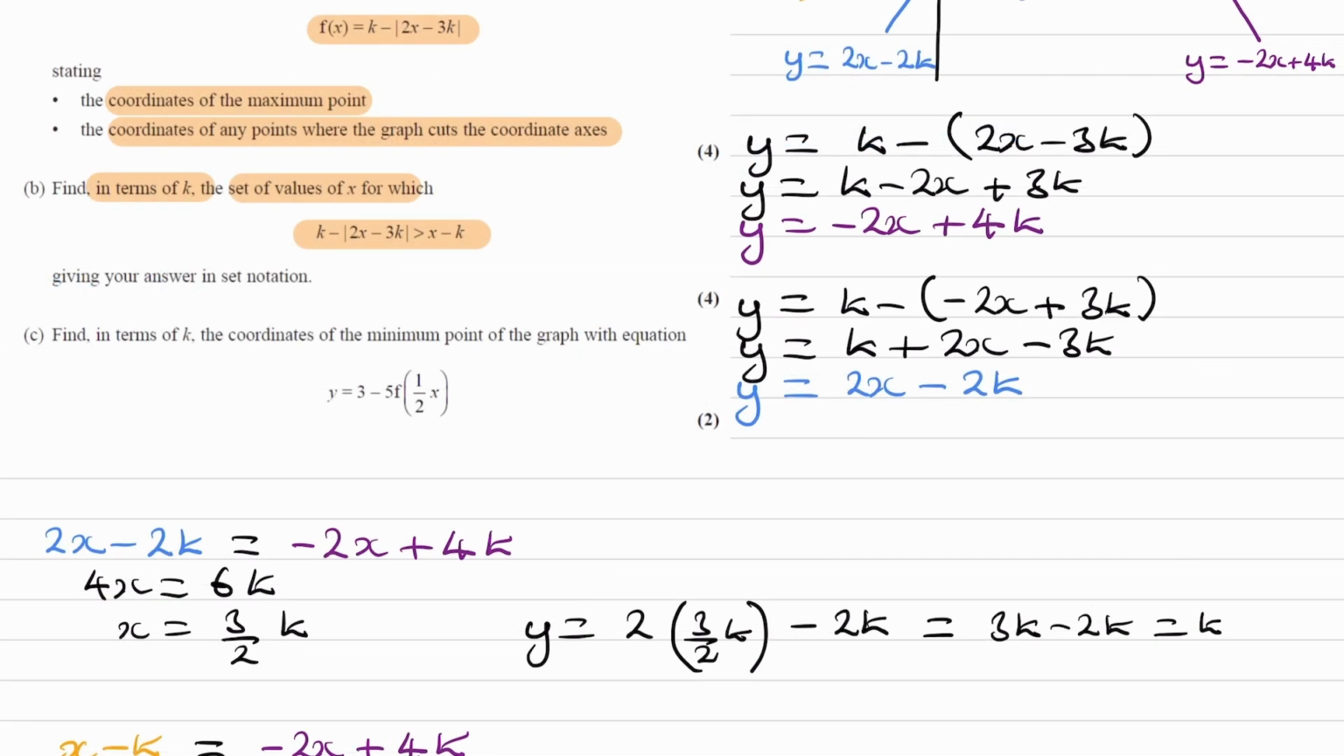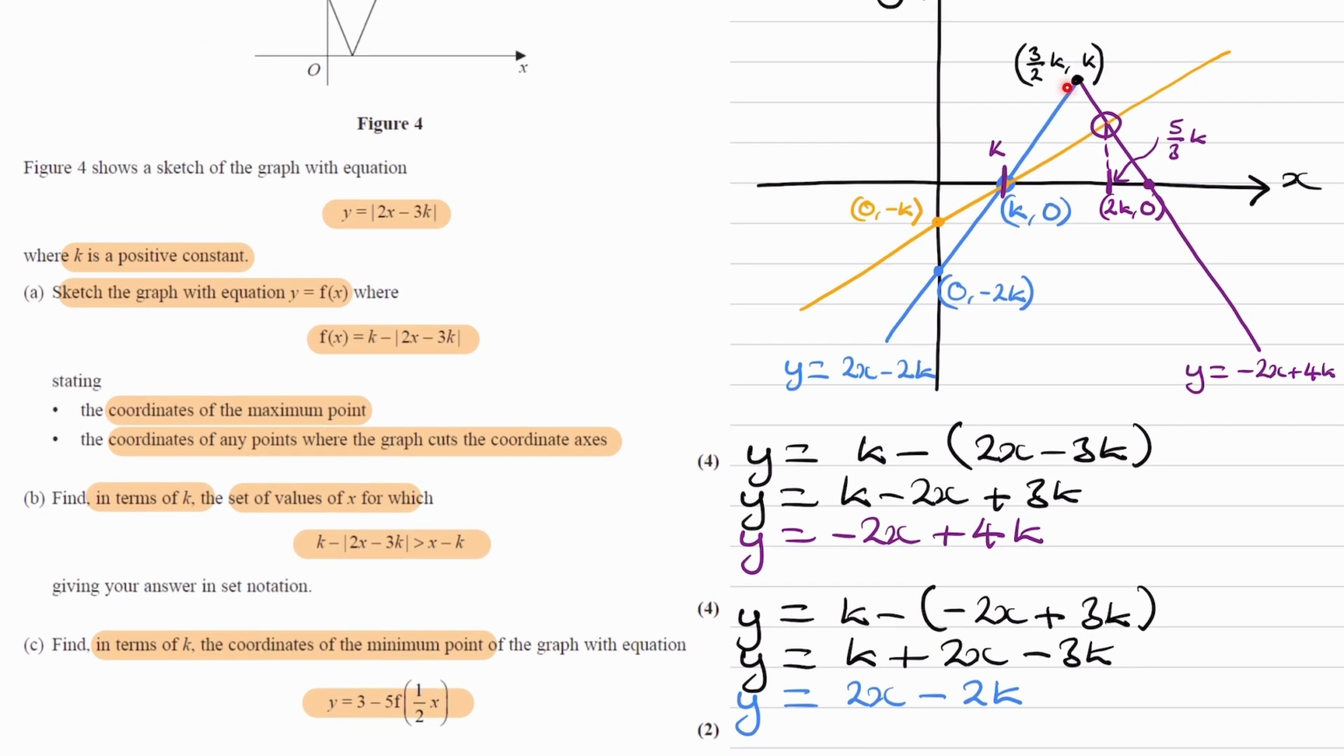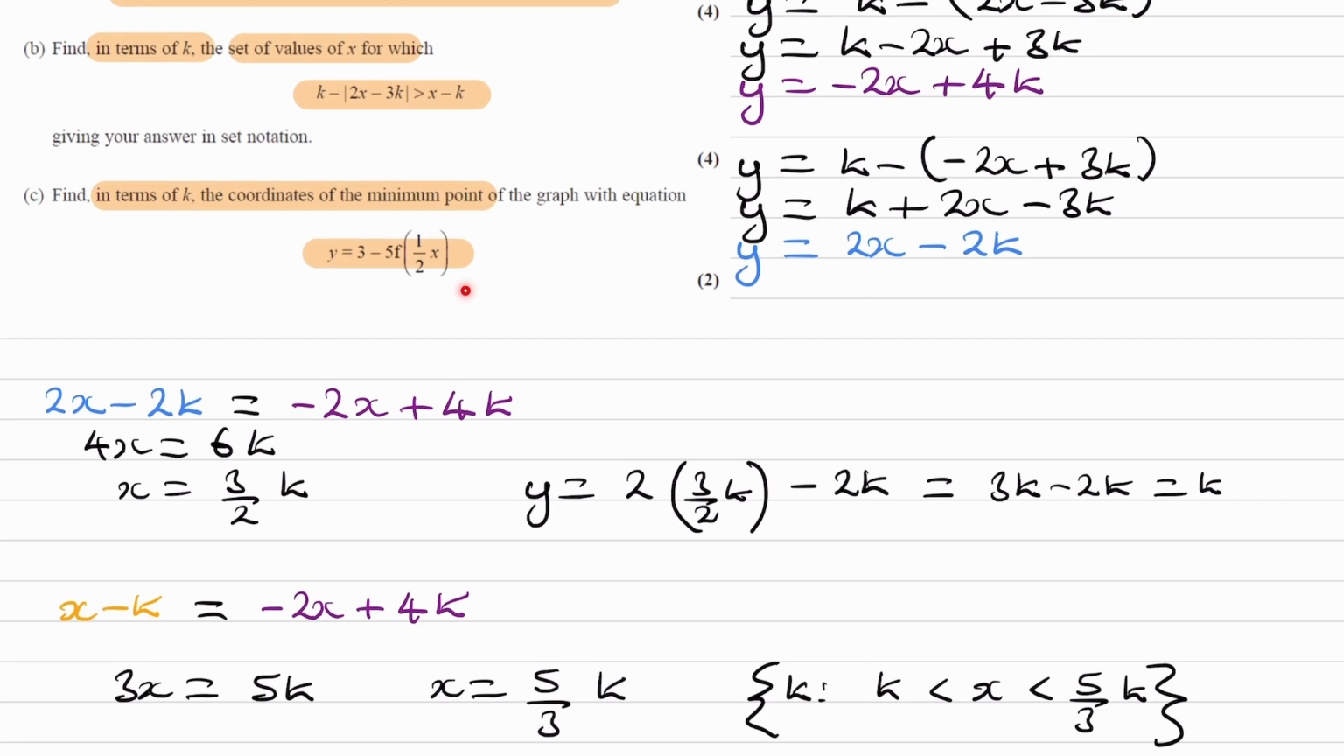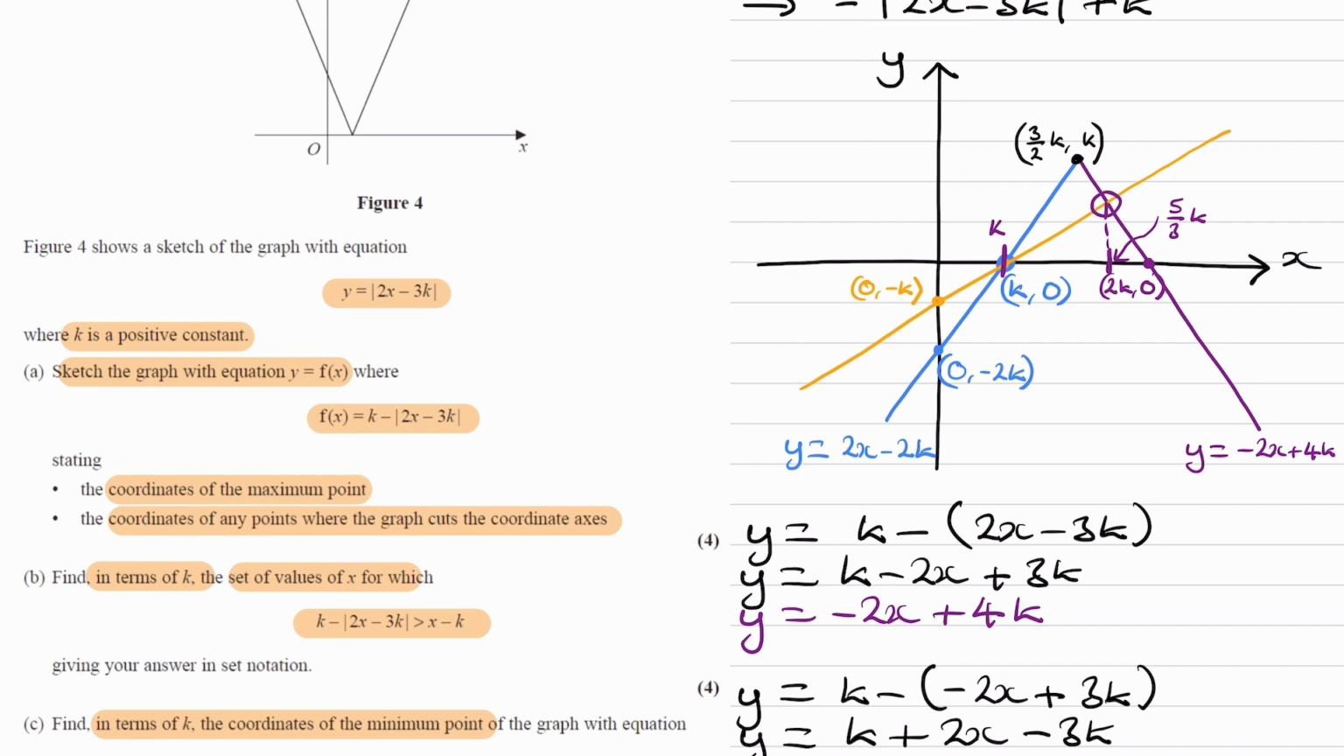And then for part C: find, in terms of k, the coordinates of the minimum point of the graph with equation y is equal to 3 minus 5 lots of f of half of x. So there are 4 transformations that have happened here. We start with f of x, which is the blue and purple modulus function over here, and then we apply a few transformations to that. The first transformation is this half over here, so that would stretch everything horizontally by a scale factor of 2. So the graph pretty much looks the same, it just gets a bit wider.